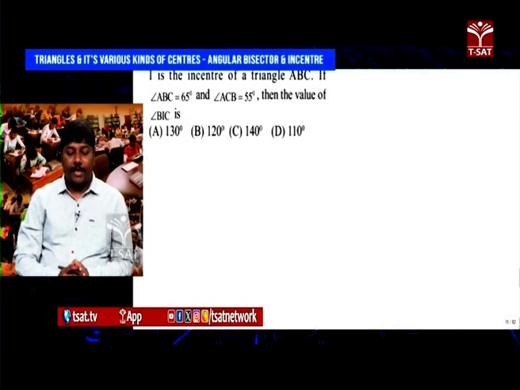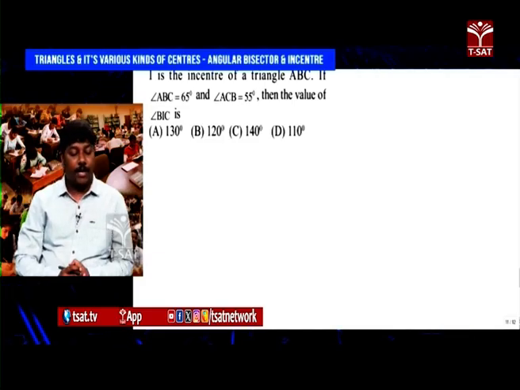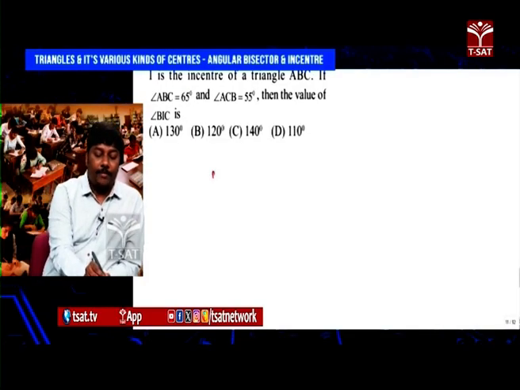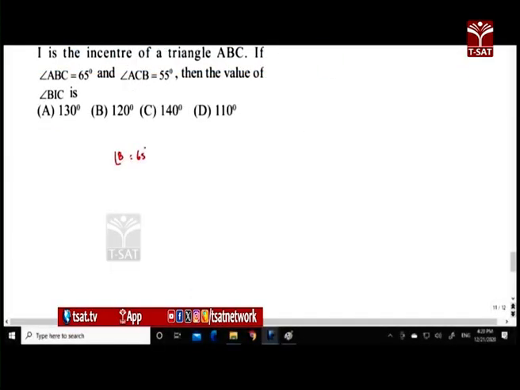I is the incenter of triangle ABC. If angle ABC is equal to 65 degrees and angle ACB is equal to 55 degrees, find the value of BIC. So, here angle ABC is nothing but angle B. Angle B is given as 65 degrees. Angle C is given as 55 degrees. Therefore, the sum is 120, and 180 minus 120 is equal to 60 degrees for angle A. Angle BIC is equal to 90 plus angle A by 2, which is 90 plus 30, 120 degrees.